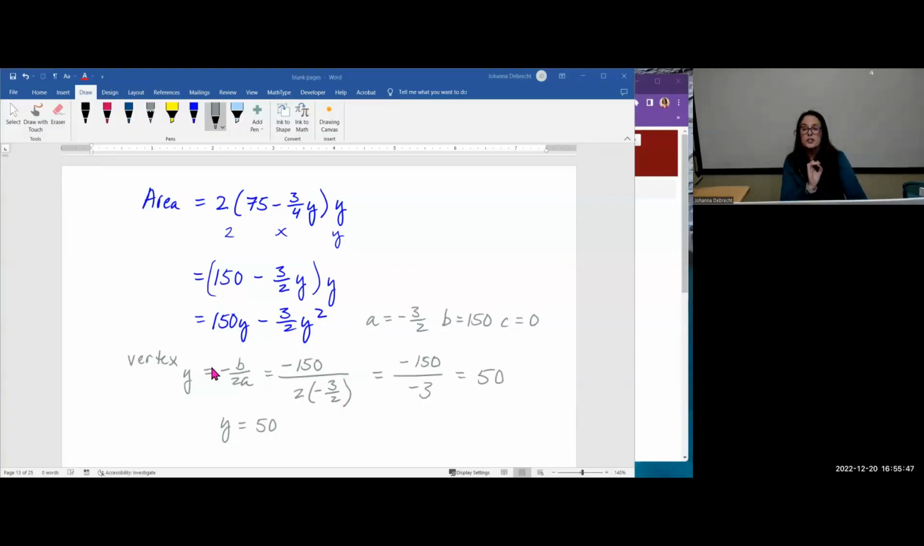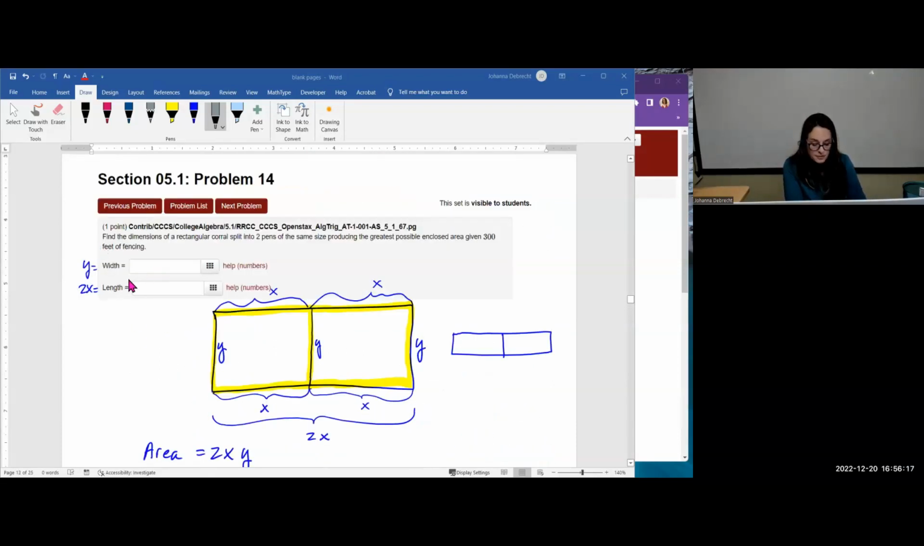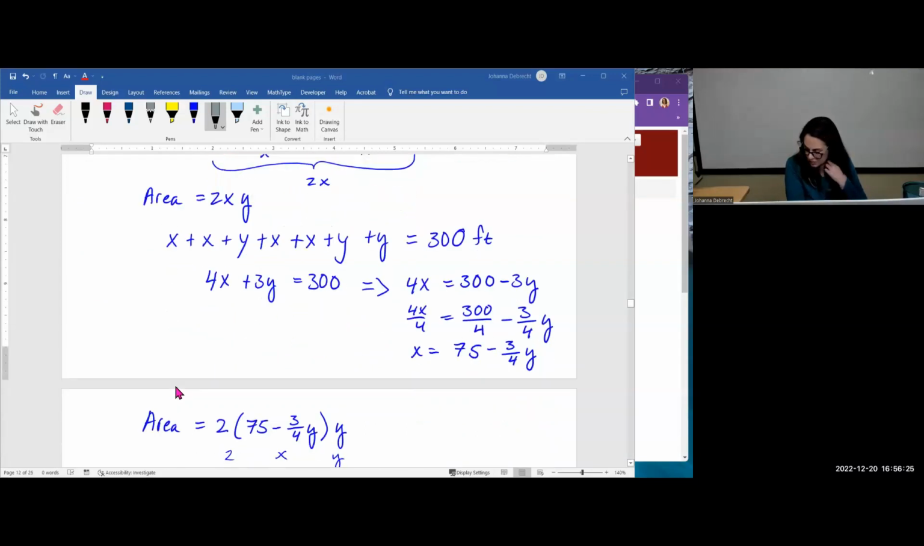Okay, so this time I chose to use the formula. Now be careful because this isn't written in the normal ax squared plus bx plus c format. Notice that the squared term, the coefficient, is always a. So a is negative 3 halves, and the variable term, the coefficient is always b. So b is 150. We don't have a c. So then I used the formula and I ended up getting that y is 50. Well, now that gives me part of what I needed. I know now that the width is going to be 50, but I need the length. And the length is 2x, and I only have y.